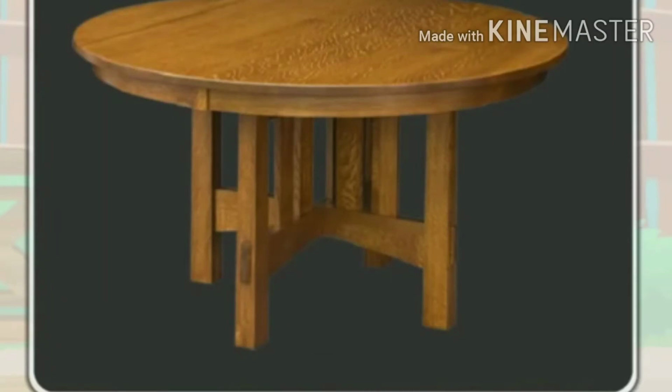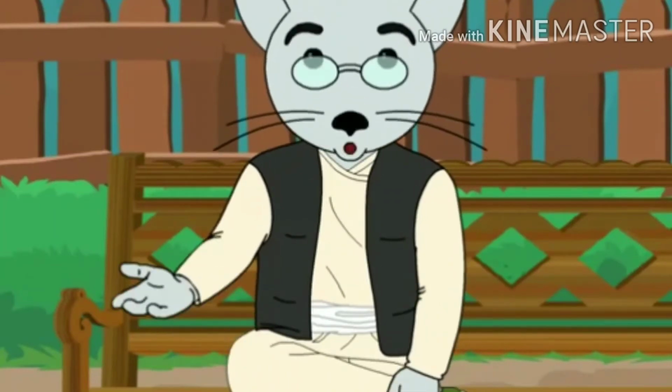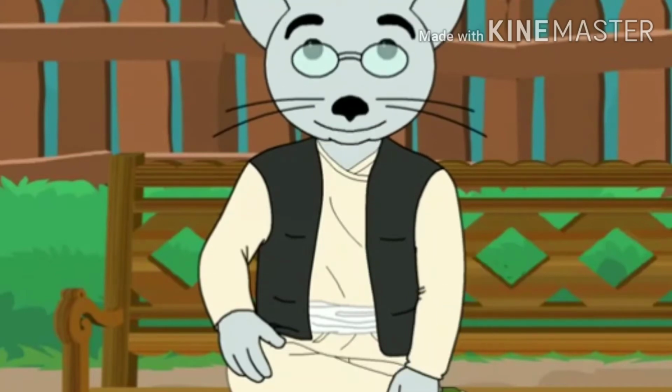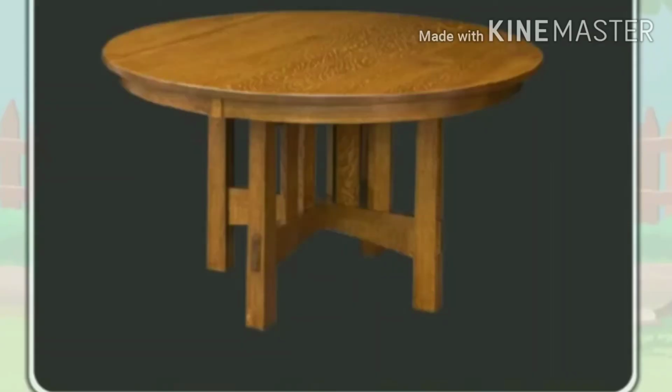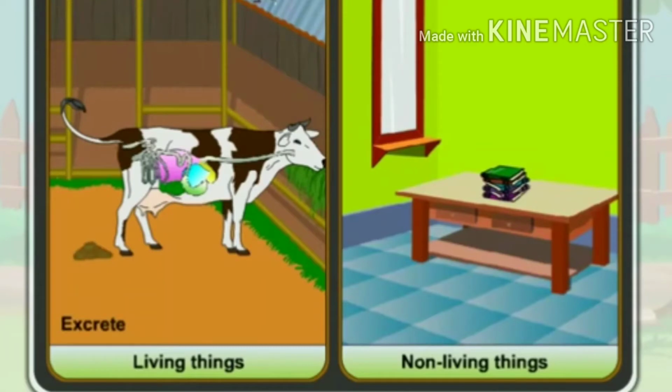Students, have you seen waste like stool, urine, and sweat coming out of a table? No, you never have seen waste like stool, urine, and sweat coming out of a table. Non-living things like a table, a chair, a book, and a pencil do not excrete wastes out of their body. So, living things excrete waste material, but non-living things do not excrete waste materials.